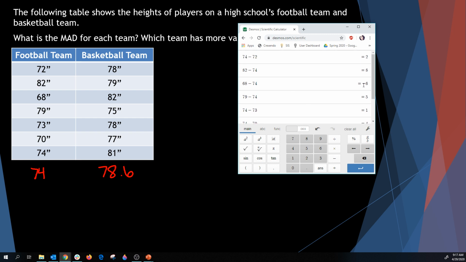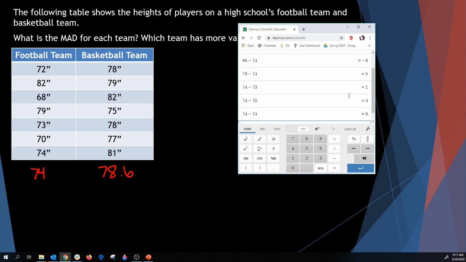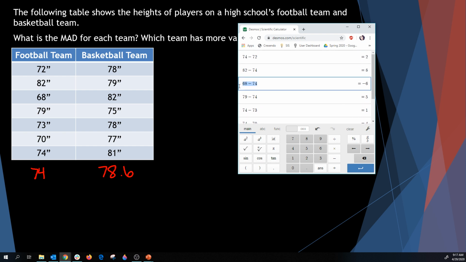Double check here. 1, 2, 3, 4, 5, 6, 7. Oops, here I flipped the numbers. That should be the third one, which is 68. There we go.